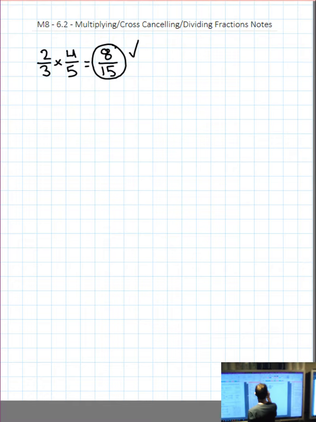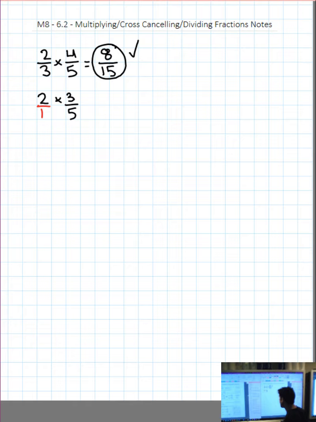So let's take a look at 2 times 3 over 5. Notice the 2 is not in the middle. Notice it's not halfway in between, up and above. It's on the top. Just like the 3 is on the top and just like 5 is on the bottom. So, what do I know? Well, I know that every number is over 1. So I can put the 2 over 1.